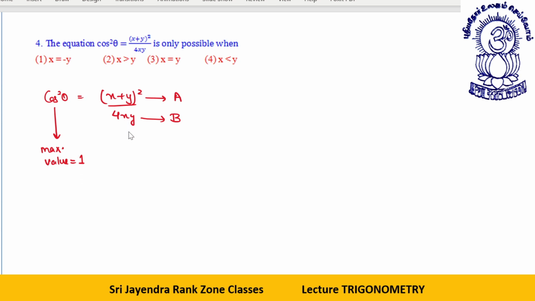Now let's look at this. See, A by B. A should never be more than B, since this is an equation. Otherwise A by B will be greater than 1. If A is more than B, then A by B will be greater than 1, then this equality won't hold.